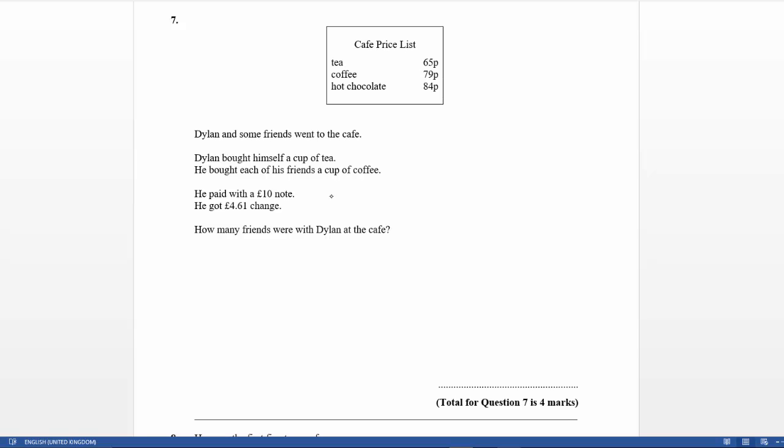Now, Dylan only bought himself a cup of tea. He also bought his friends a cup of coffee, which cost 79 pence each. So the first thing we're going to do is take £10 and minus the change. That will tell us the total amount that we actually paid. So you're going to do in your calculator 10 minus £4.61. So we know the total transaction came to £5.39.